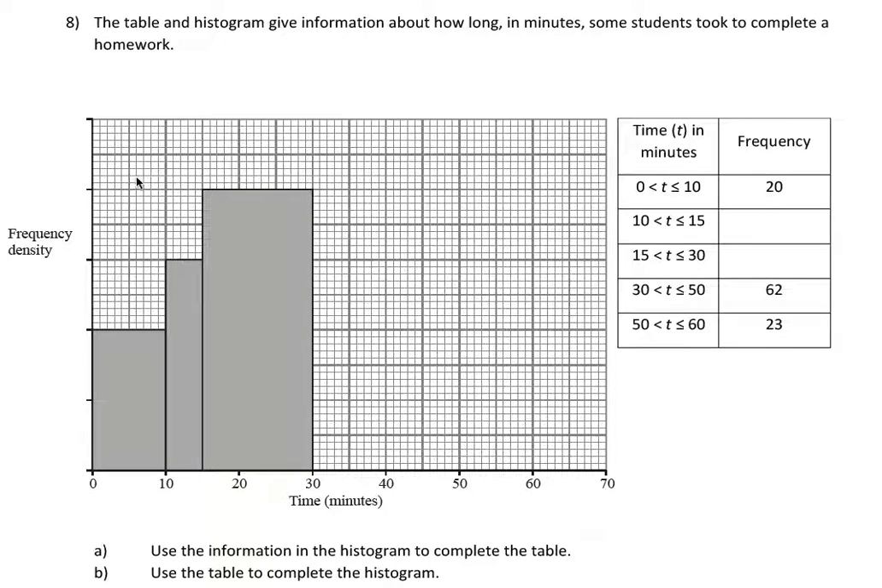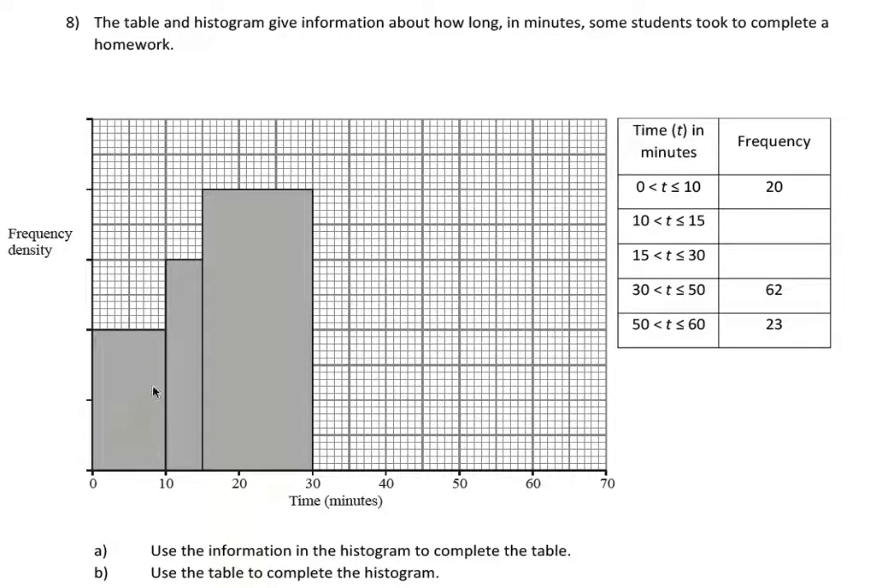Last page of the test has histogram questions on it. Now the first one's your fairly standard typical histogram question. You've got a half completed histogram and a half completed table, and this is how they'll come at you the majority of times. Okay, so this is showing information about how long in minutes some students took to complete some homework. Use the information in the histogram to complete the table.